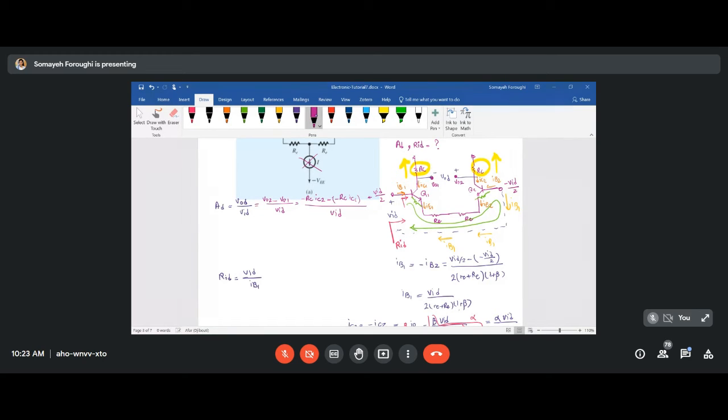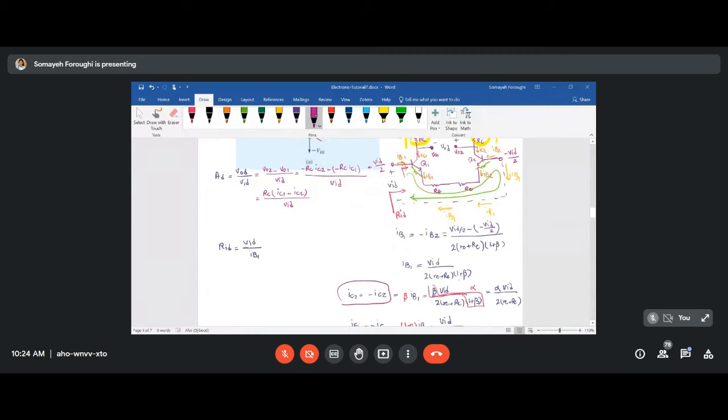Over VID finally. Okay, let's do some rearrangements. Taking out one RC here, then I will have RC times IC1 minus IC2 over VID. And now, what is the relation between IC1 and IC2? Guys, we know that IC1 and IC2 are equal in size and opposite in direction. Then instead of IC2, let me plug in negative IC1. Then you will have 2 times IC1 inside that bracket. So you will have 2 RC IC1 over VID.